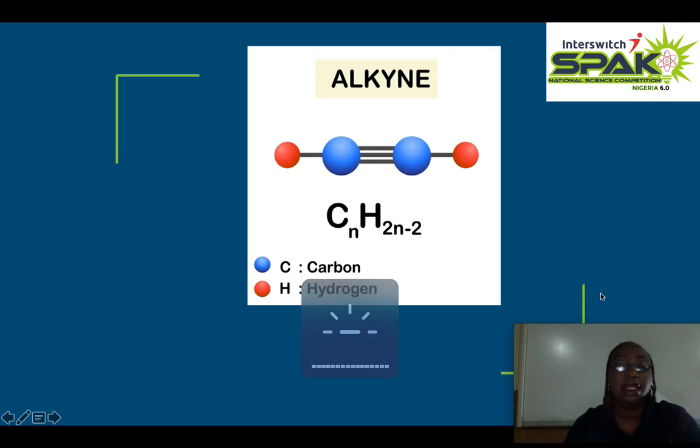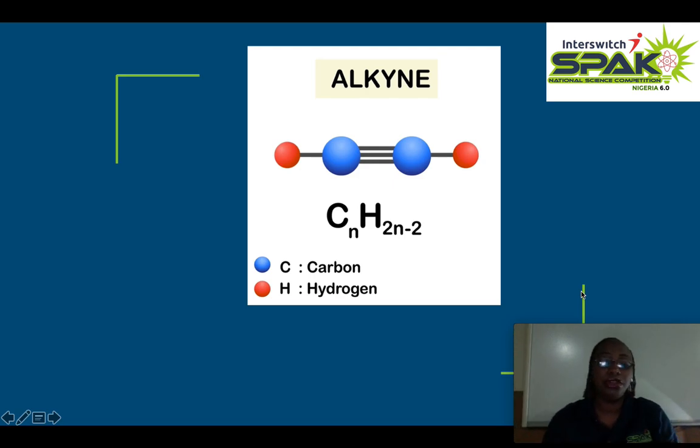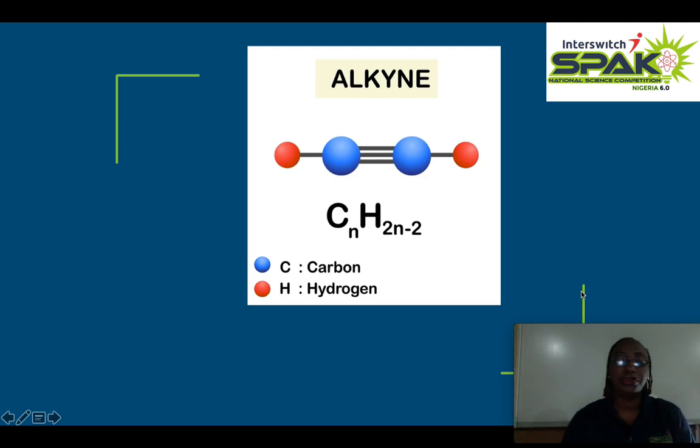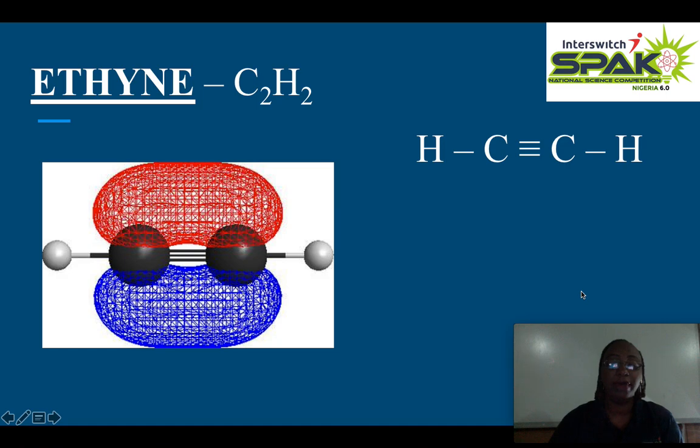we realize that the general molecular formula is CnH2n-2. The first member of the family is ethyne, that's C2H2. The structure has a triple bond between the carbon-carbon atoms.